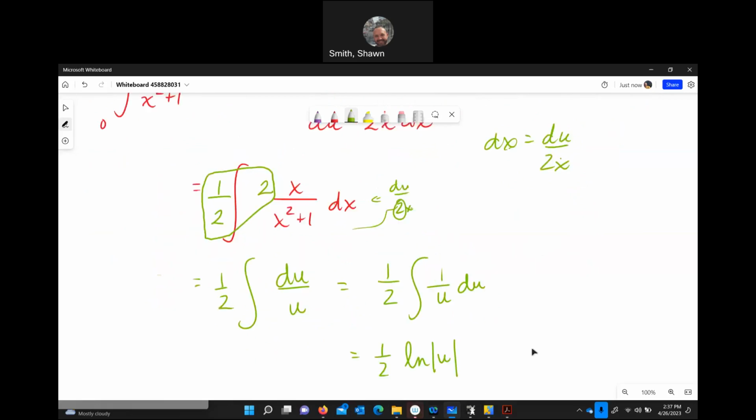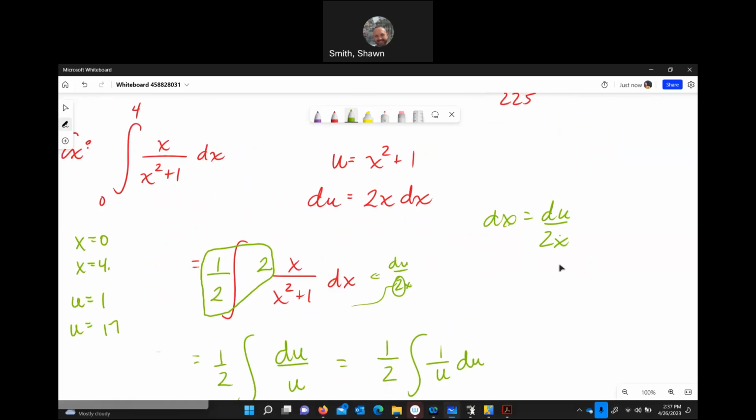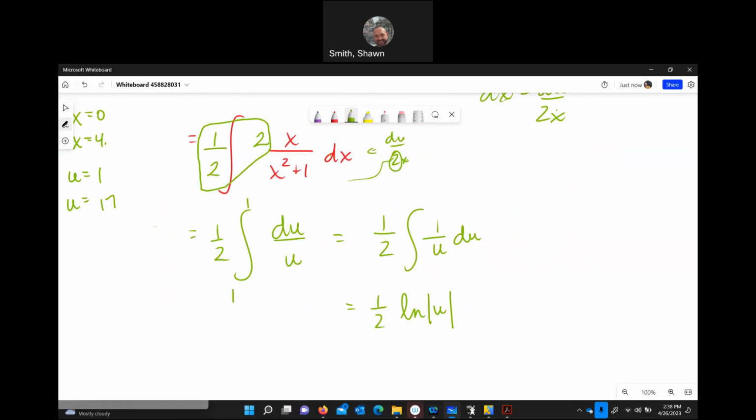All right, let's go back and get the limits. This is x equals from 0 to 4, right? So u equals x squared plus 1. So 0 squared plus 1 is 1, and u would be 4 squared, 16, plus 1. So from 1 to 17 is our integral now. Over here it was still 0 to 4. So I need to evaluate this at 17 and at 1.